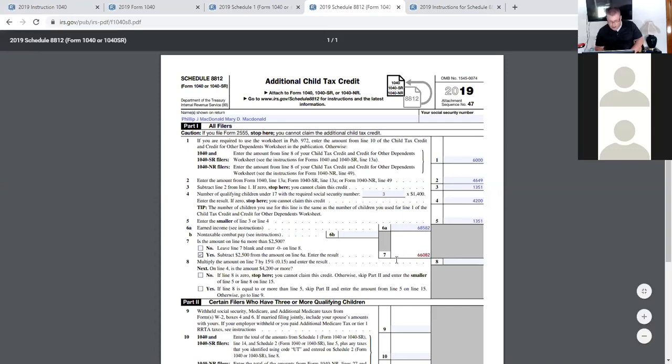Okay, multiply the amount on line 7 by 15%. So we're going to take that 66,082, multiply it by 0.15, and that's going to give us 9,912.30. And that's what we're going to enter on line 8. 9,912. We're rounding. All right, next on line 4 is the amount $4,200 or more? Yes. If line 8 is equal to or more than line 5, which it is, skip Part II and enter the amount from line 5 on line 15.